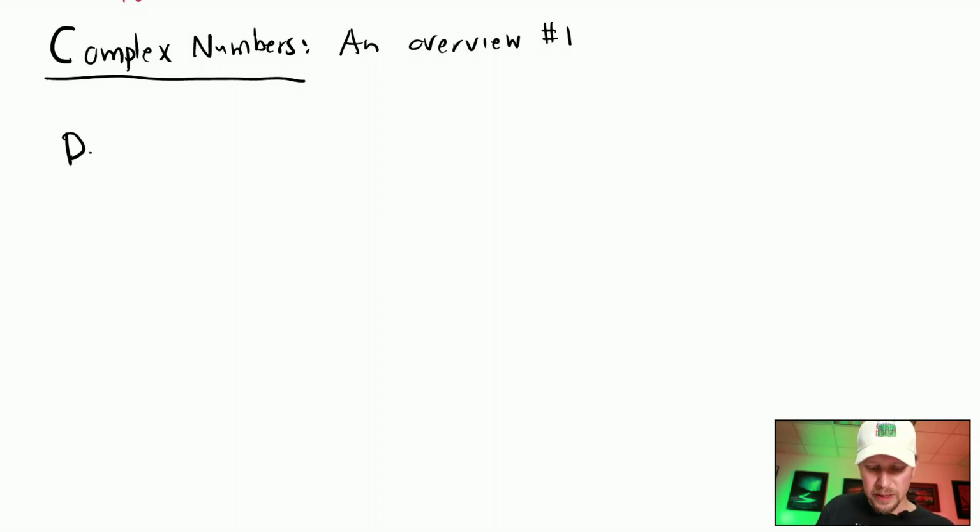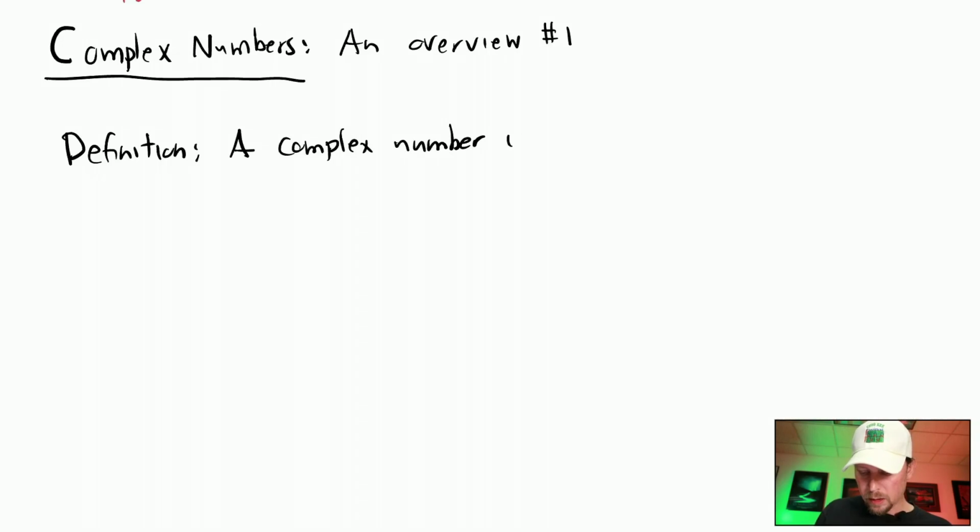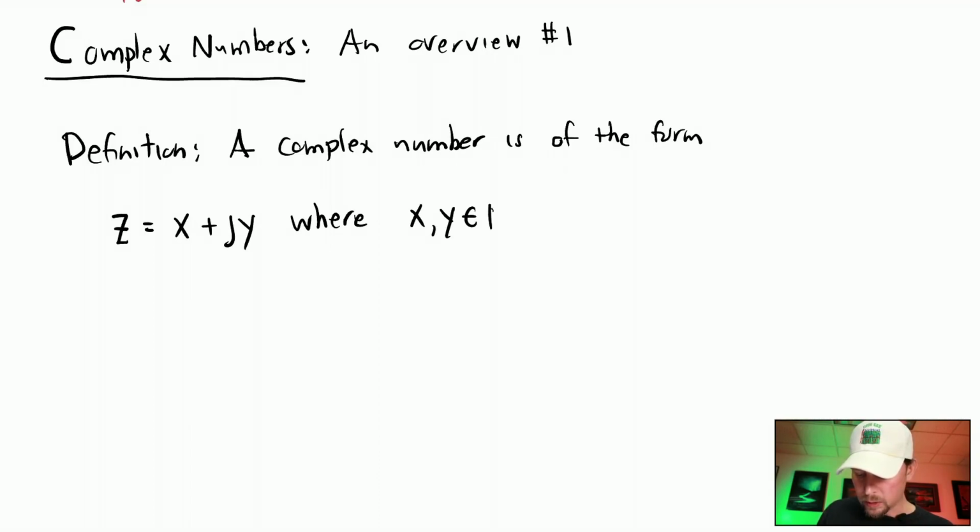But let's begin with our definition. A complex number is a number of the form z is equal to x plus jy, where both x and y belong to the set of real numbers, and j is the complex unit, which is the square root of minus 1.